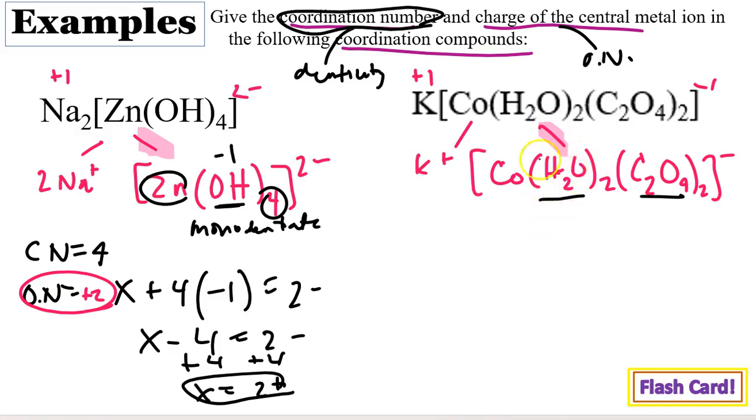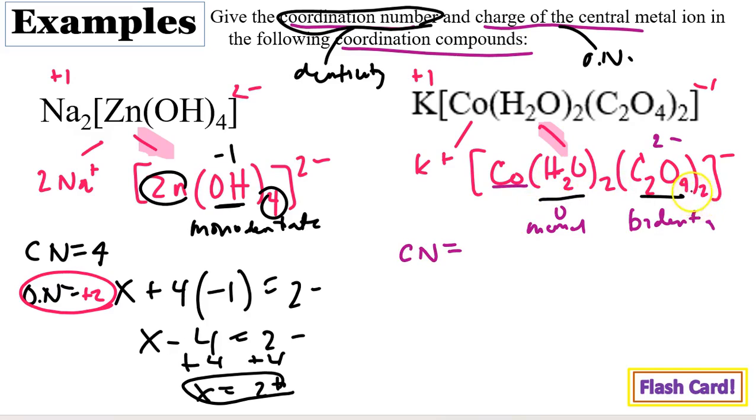So we have a ligand for water, and this is going to be neutral, and it's also going to be monodentate. Then we have the ligand for oxalate, and this is going to be a 2- charge, and it's going to be bidentate. So when we're thinking of coordination numbers, we have to figure out how many things are surrounding this cobalt. So we know there's going to be 2 waters.